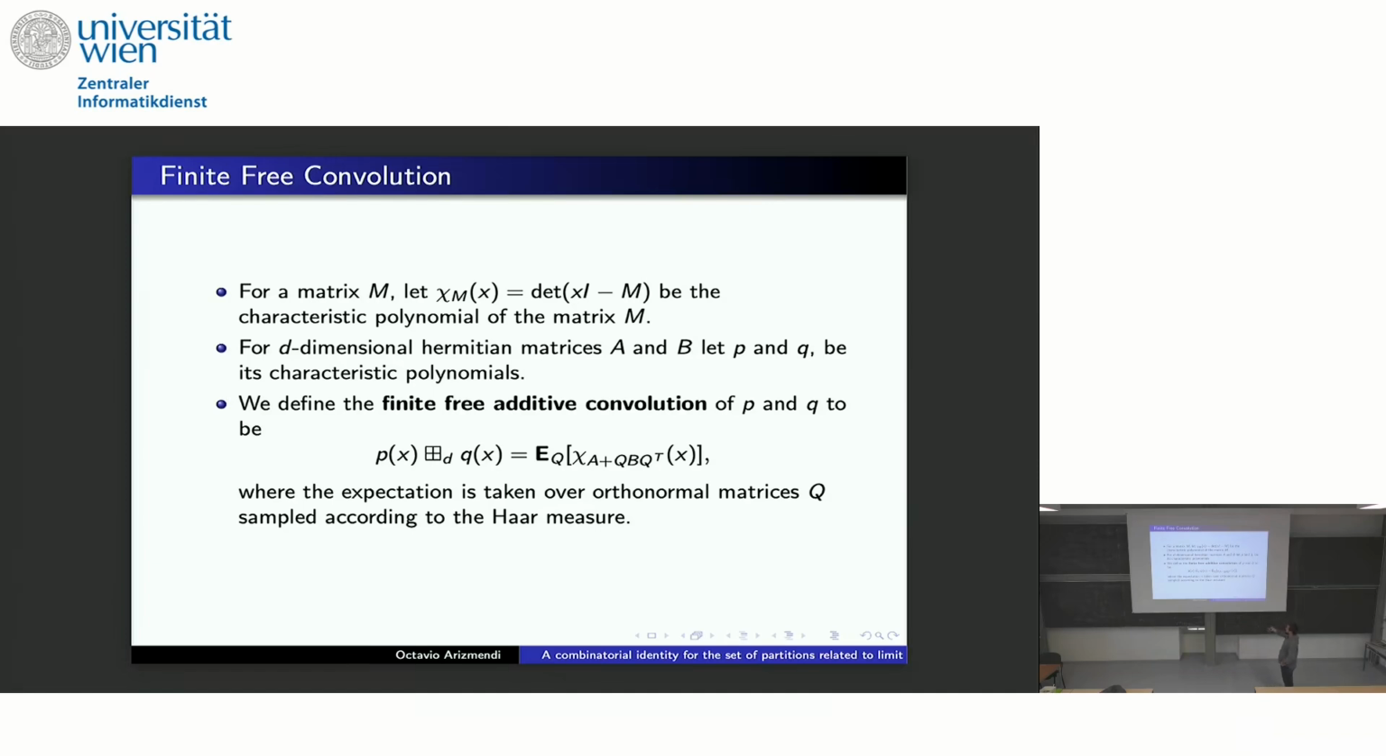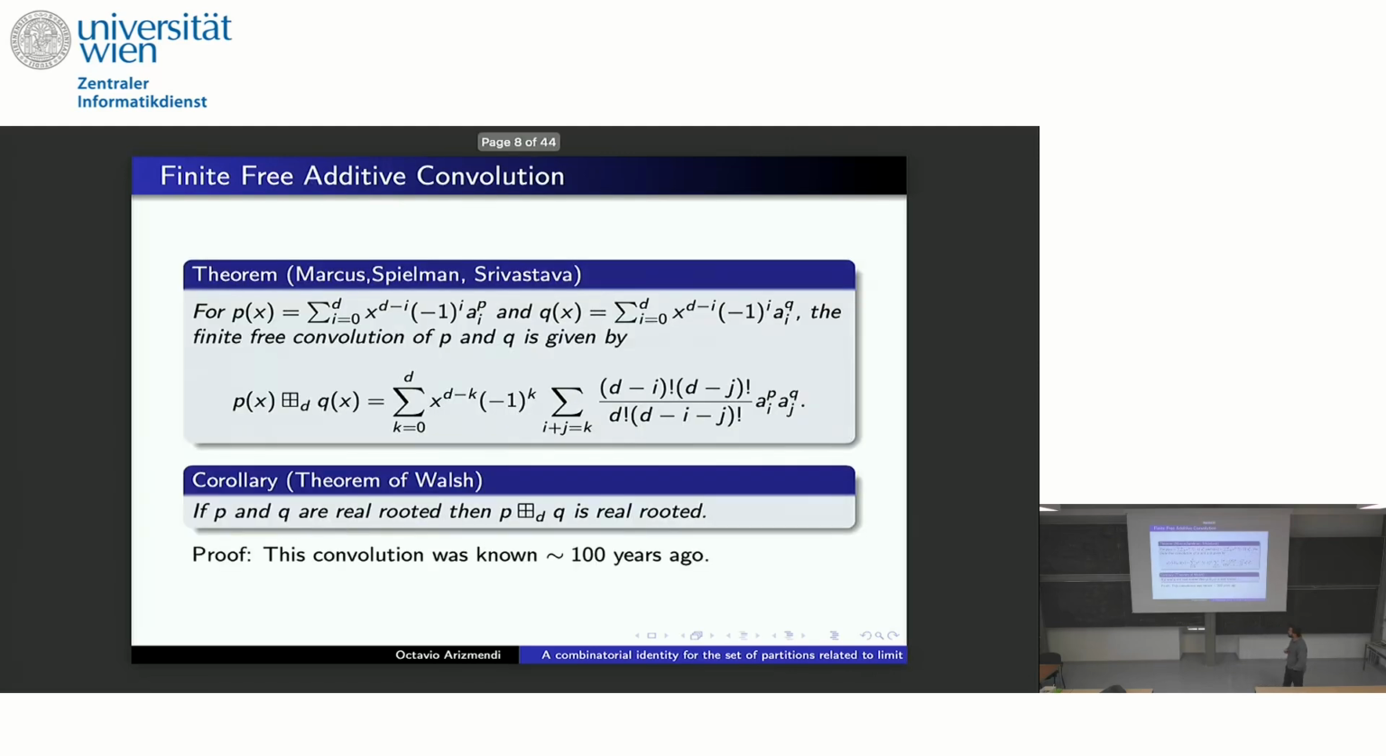Okay, so it's exactly this. What I'm saying is that for the finite free additive convolution of two polynomials, you take two matrices which have characteristic polynomials P and Q, and then you take the expected characteristic polynomial, and this gives another polynomial. One thing which is not obvious at all is that this gives another polynomial which has real roots if the original ones have real roots. And actually, there is a precise formula. Okay, so this is not hard to calculate.